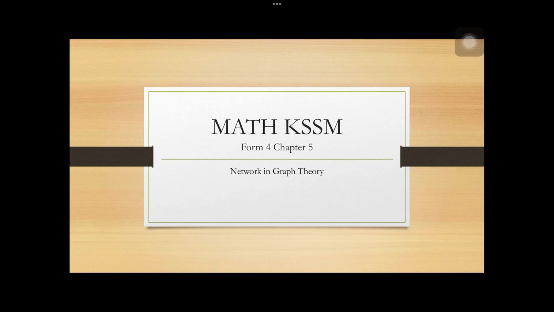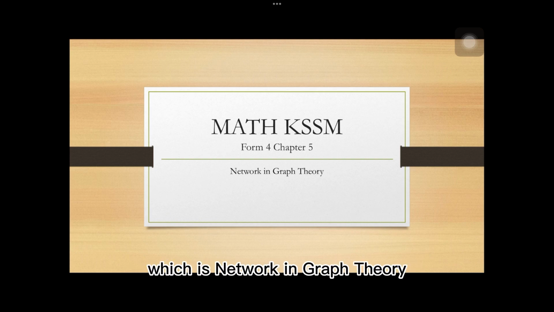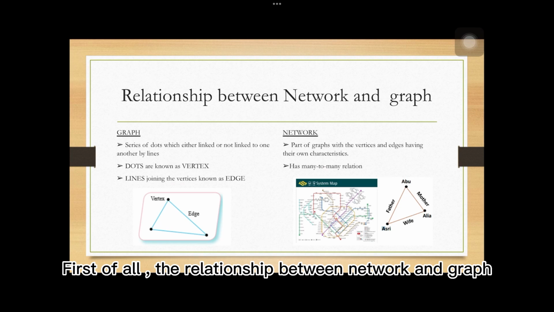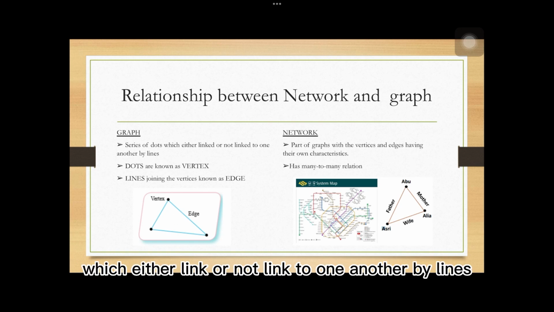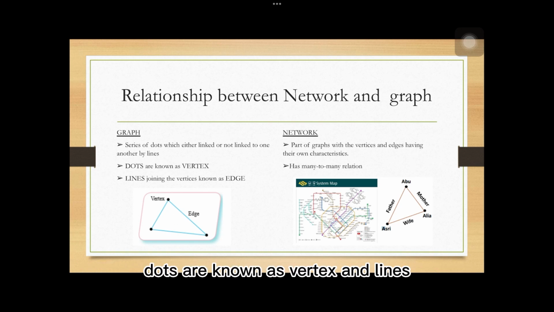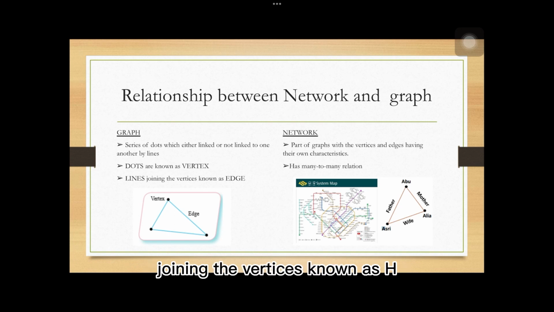Hello everyone. Today I will be teaching you guys Math KSSM Form 5, Chapter 5, which is Network in Graph Theory. First of all, the relationship between network and graph. A graph is a series of dots, which either link or do not link to one another by lines. Dots are known as vertices and the lines joining the vertices are known as edges.